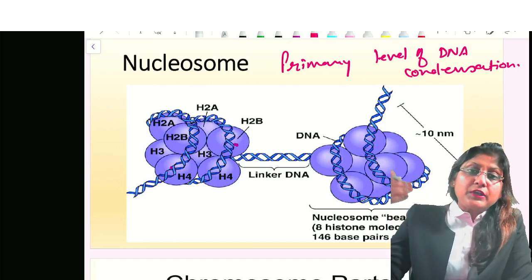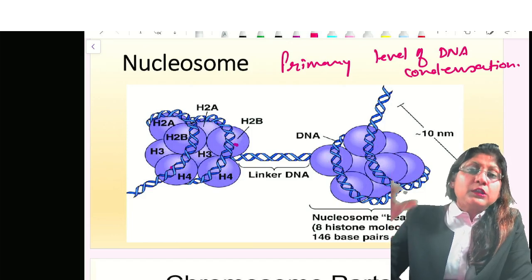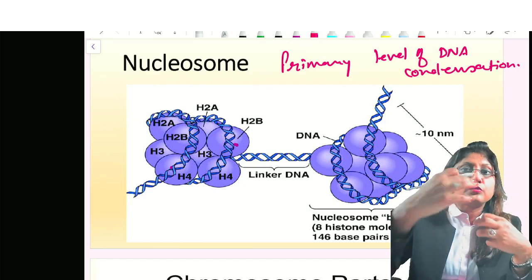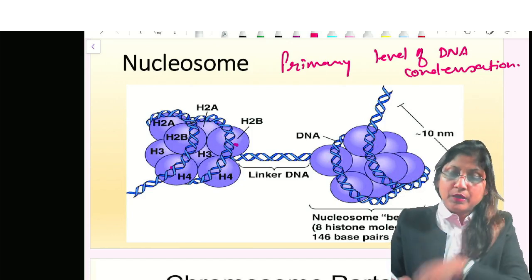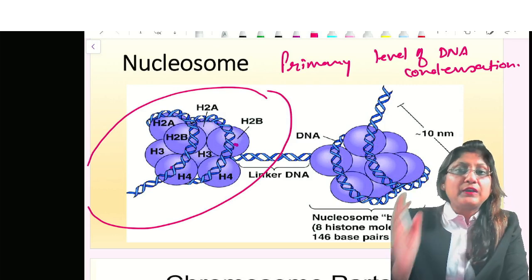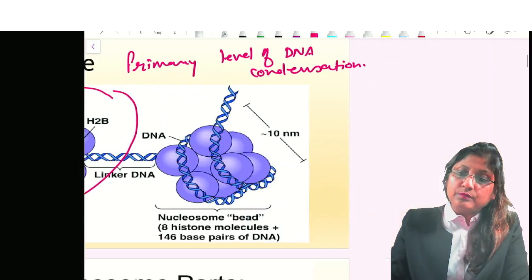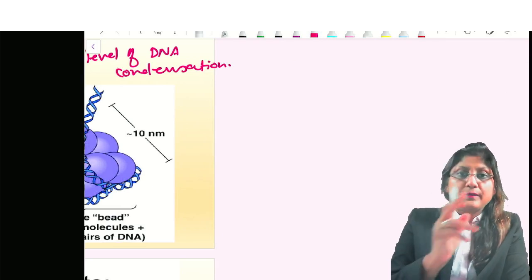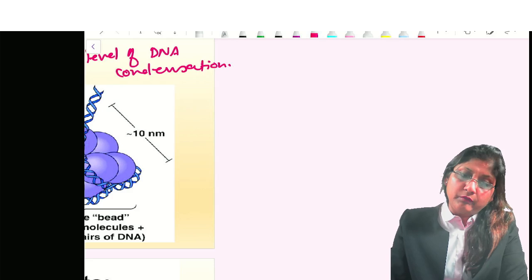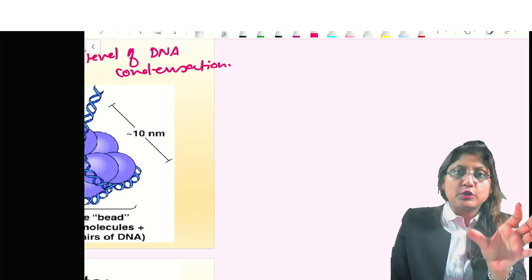So whenever we are talking about the primary level of condensation of DNA, first the DNA is going to wrap around the histone octamer, making you the nucleosome. This is one nucleosome. Do you see this? Nucleosome is an important target for MCQ pattern of examination as well as for professional examination, where they draft long answer and short answer questions.